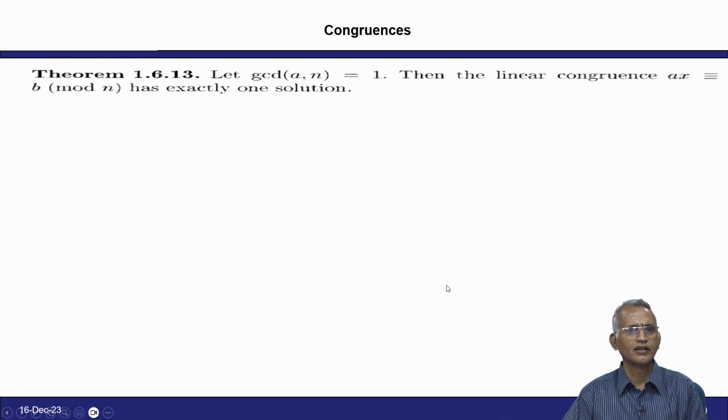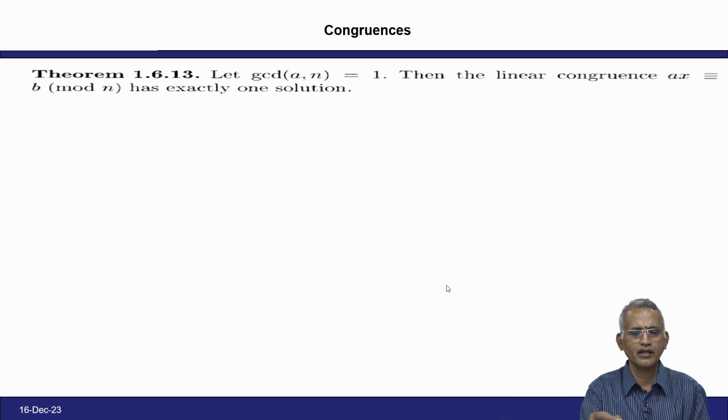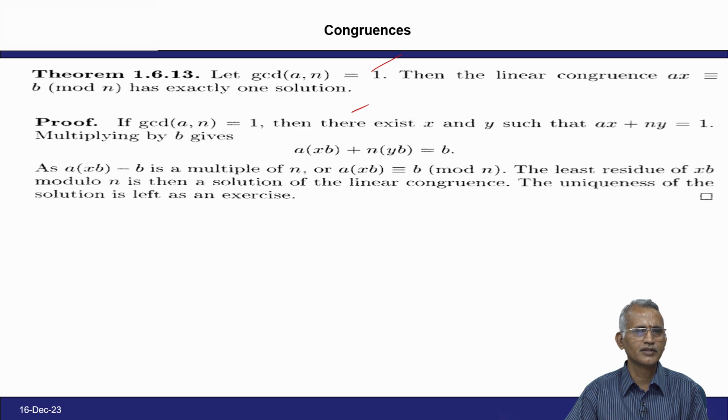Now, we have a theorem: let the GCD of a comma n equal 1. Then the linear congruence ax congruent to b under modulo n has exactly one solution. The proof is very simple. If the GCD of the numbers is 1, there exist x and y such that ax plus ny equals 1. Multiplying both sides by b, we get ax into b plus ny into b equals b. Therefore, we can write a into xb plus n into yb equals b.